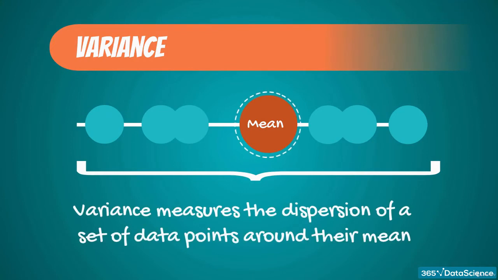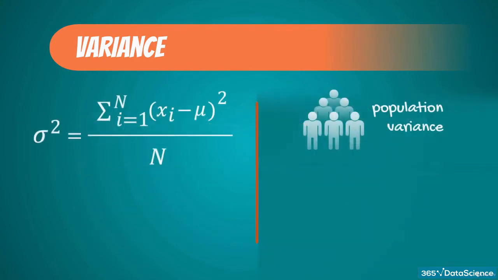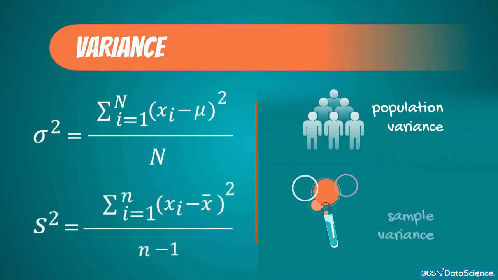Variance measures the dispersion of a set of data points around their mean value. Population variance, denoted by sigma squared, is equal to the sum of squared differences between the observed values and the population mean divided by the total number of observations. Sample variance, on the other hand, is denoted by S squared and is equal to the sum of square differences between observed sample values and the sample mean divided by the number of sample observations minus 1.